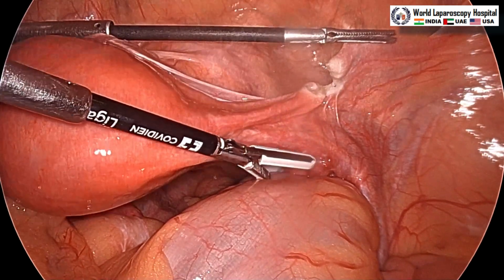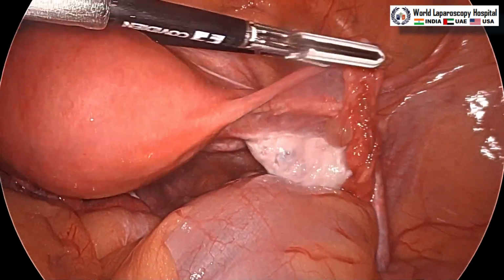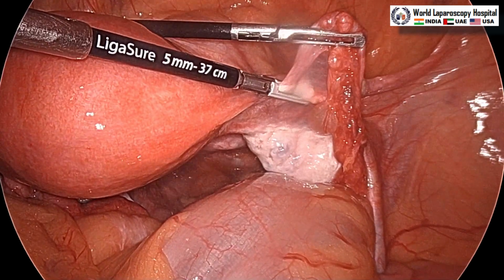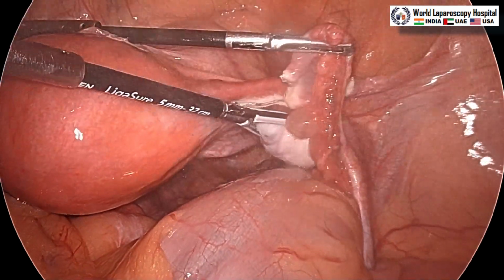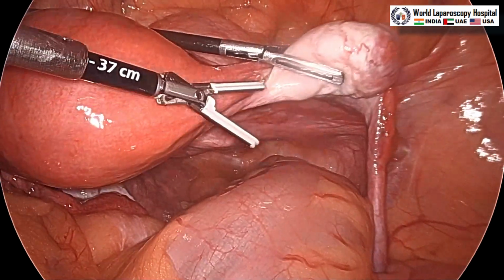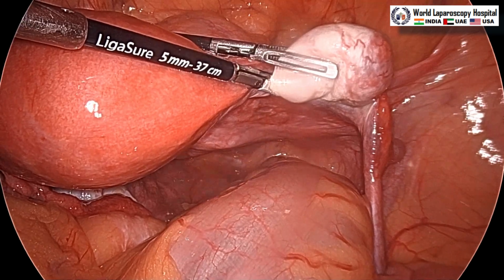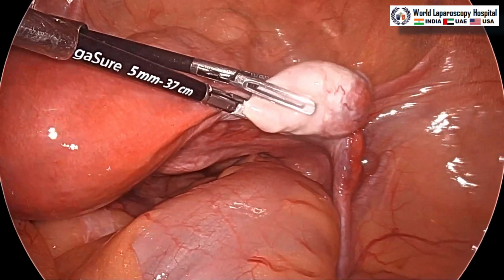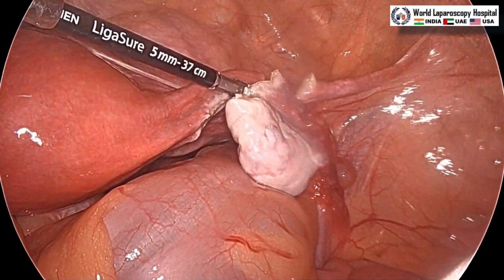So, the round ligament is over, followed by this is the fallopian tube. So, we are using one 10 mm port supraumbilical 5 centimeter above the umbilicus and two 5 mm ports ipsilateral 7.5 centimeter lateral to the umbilicus and below, and again 7.5 centimeter lateral and below to the second port, that is approximately 2 centimeter above and medial to the anterior superior iliac spine of the left side.